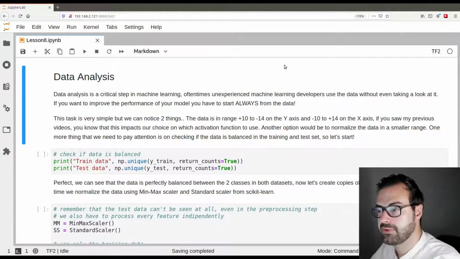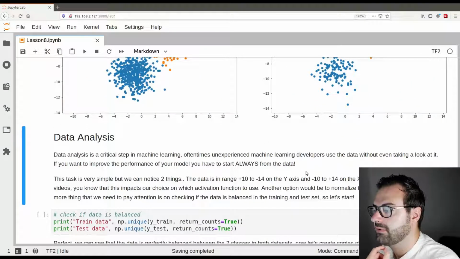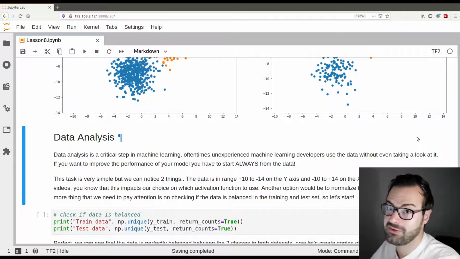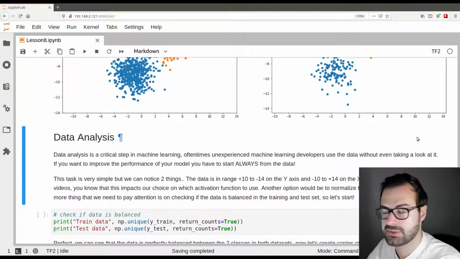This task is very simple, but we can notice two things. The data is in the range +10 to -14 on the y-axis, and we can see it here, and -10 to +14 on the x-axis. You can see it here. And if you saw my previous videos, you know that this impacts our choice on which activation function to use. Another option would be to normalize the data within a smaller range so that we can use different activation functions.